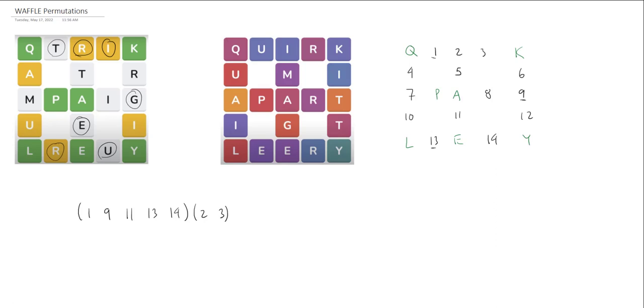All right, so what's next? Well, I haven't used up the 4. So let's start a new cycle. We'll start at 4, which is over here at this A. And where can A go? Well, A needs to go into Quail, for example.